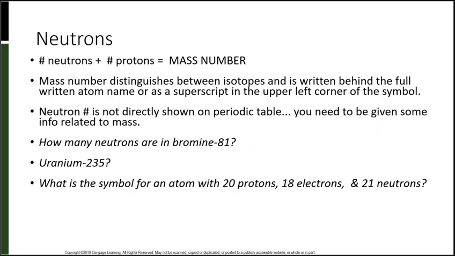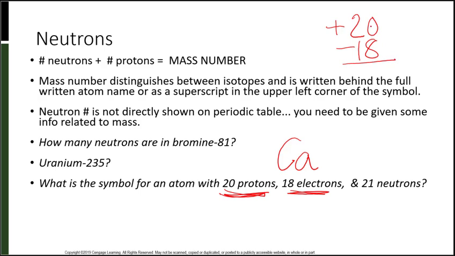Let's look at the next one. We want to know, what is the symbol for an atom with 20 protons, 18 electrons, and 21 neutrons? Okay, I'm going to start with 20 protons. What element is that? I'm going to find number 20, which is calcium. Now notice, I have different numbers of protons and electrons. So let's figure out what that ion charge is. If I have 20 protons and 18 electrons, positive 20 minus 18 is plus 2. So I'm going to write that right here.